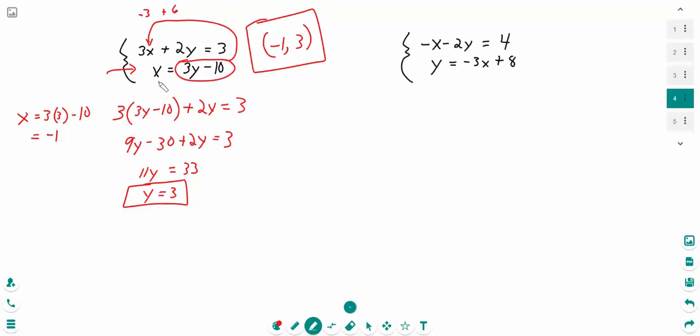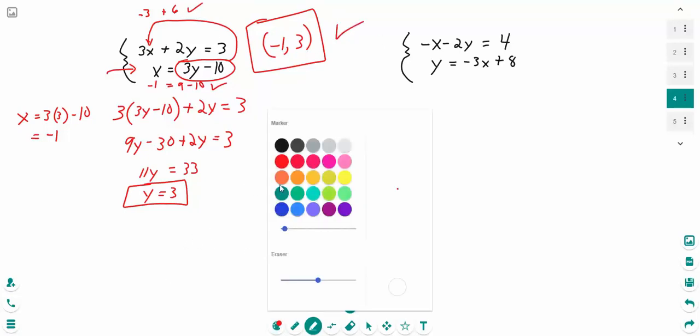The lower one, we have an x, which is a negative 1, equals 3 times y, which is going to be a 9 minus 10. 9 minus 10 is negative 1. That one checks. We're good. All right. On to the next one.